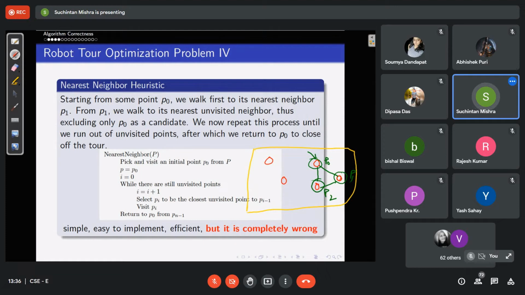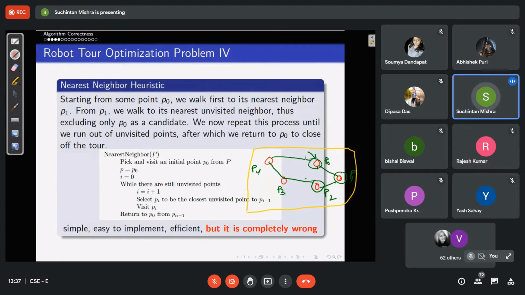Let this be this one. Now from this point, I will find any unvisited point which is at the shortest distance. If you see, there is one unvisited point, which is this. Now this is called P4. Now if you see, the definition was that it should be a cyclic tour. The point from which it started, it should come back to that point, which is P0. So from P4, we have to connect to P0.